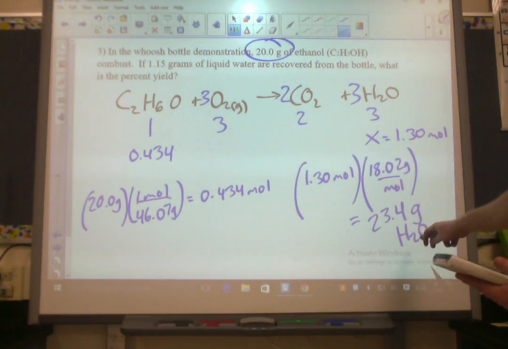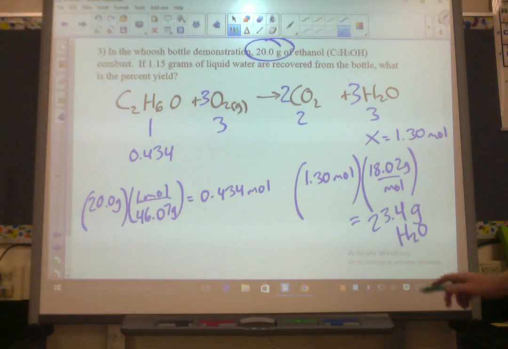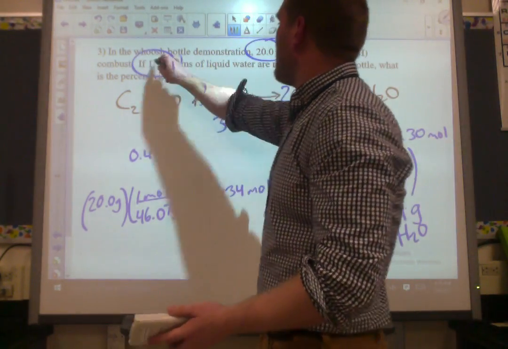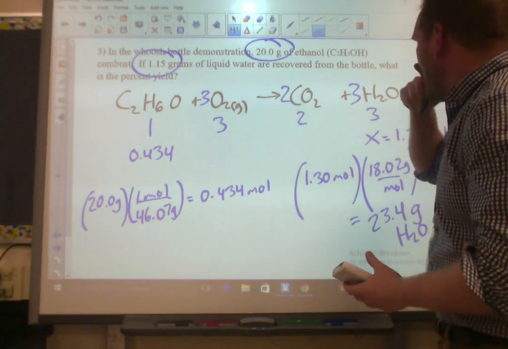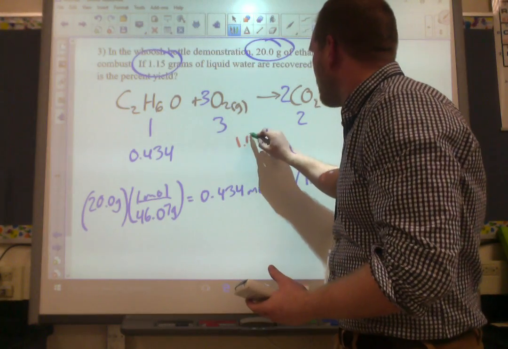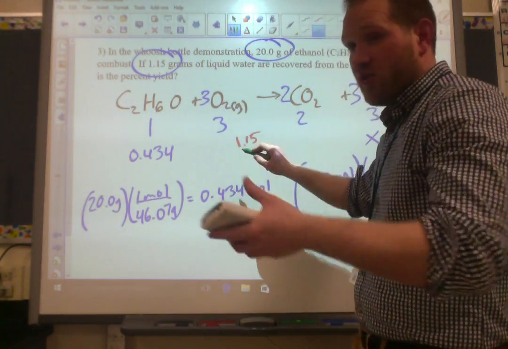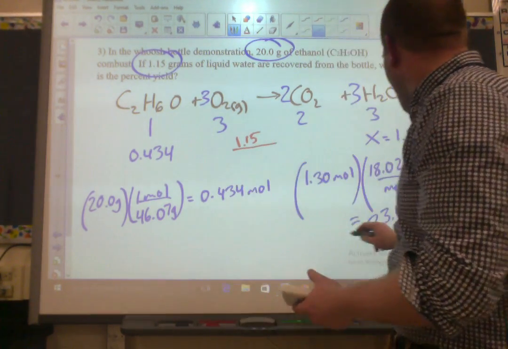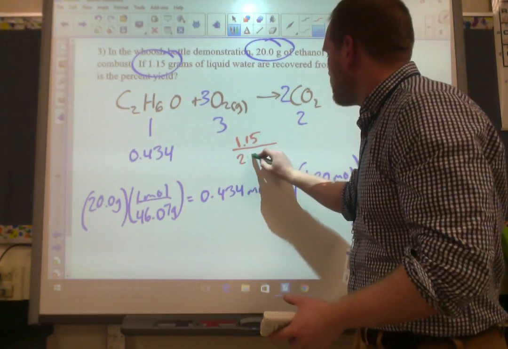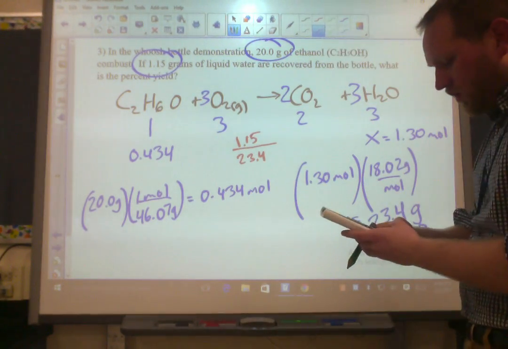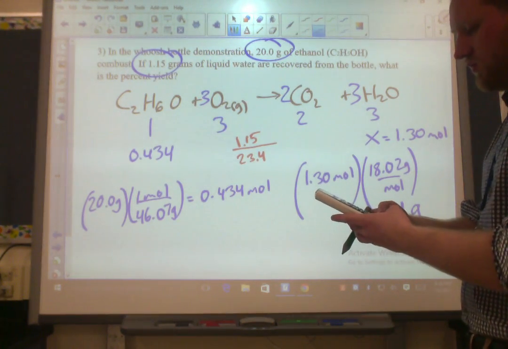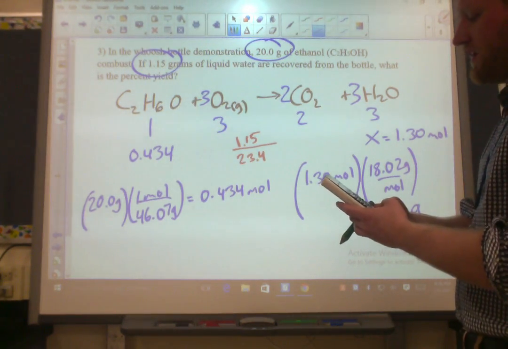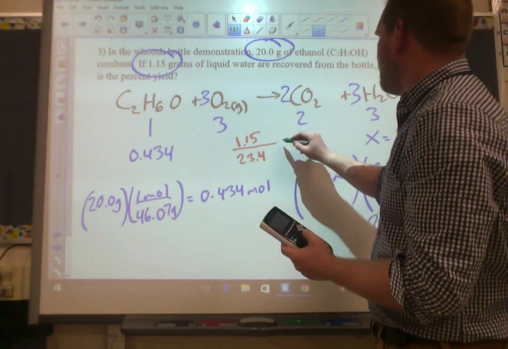So this is my grams of water that I should get. My theoretical yield is 23.4 grams. Well, what did I actually get? I actually got just 1.15. So this is going to be a very small percent yield. So 1.15, that's my experimental yield. That's what I actually got. Divided by 23.4 grams. 1.15 divided by 23.4 times 100, 4.91%.